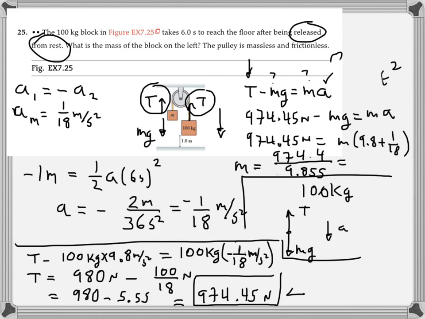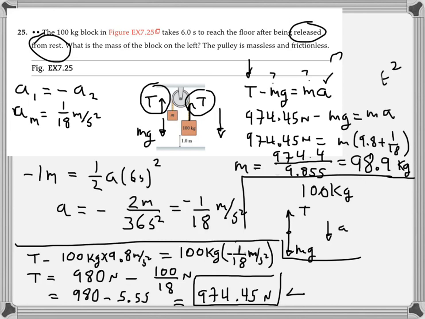All right, so the final answer for the mass is 974.4 divided by 9.855, which is 98.86. Let's round it to three significant figures: 98.9 kilograms. So pretty close to the mass of the 100 kilogram block.